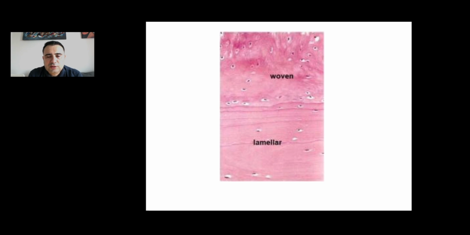Here you can differentiate between woven and lamellar bone in the slide. The lamellar bone has an organized architecture and shows a homogeneous status. The cells are dispersed in an organized fashion, but the woven bone is unorganized, as you see in the upper part. And when it gets maturation and becomes mature bone, it converts to lamellar bone and becomes more stiff, more tough, and more adult bone in the later phases.